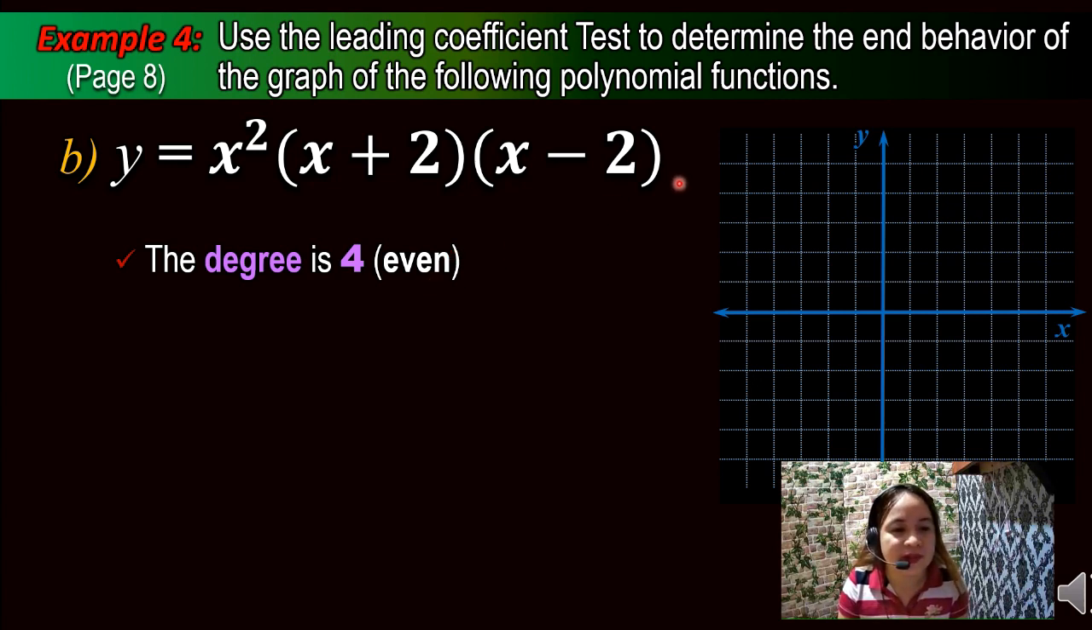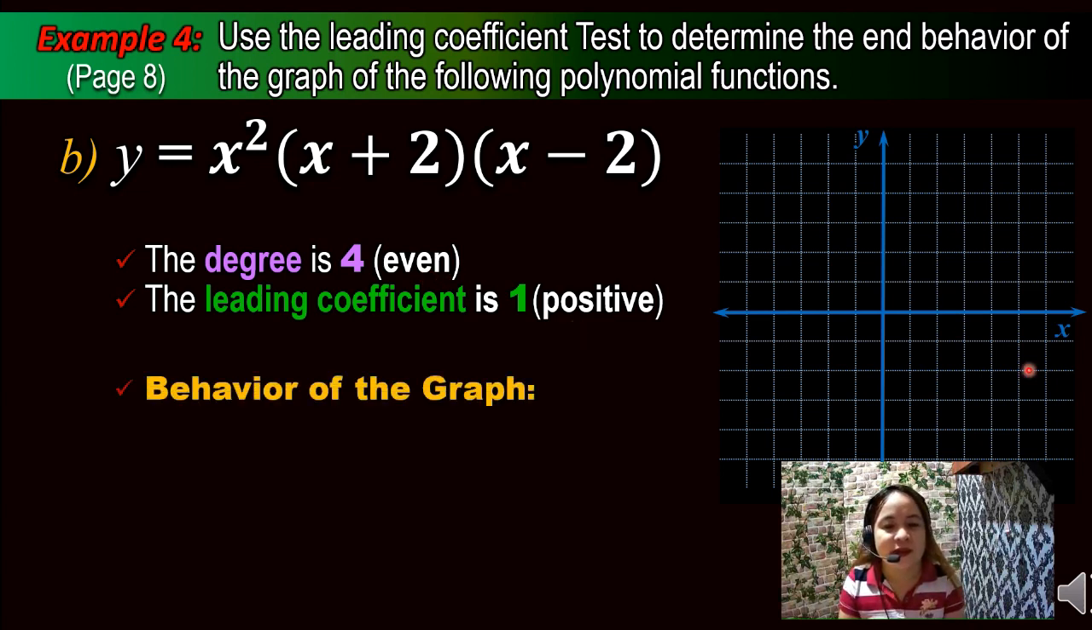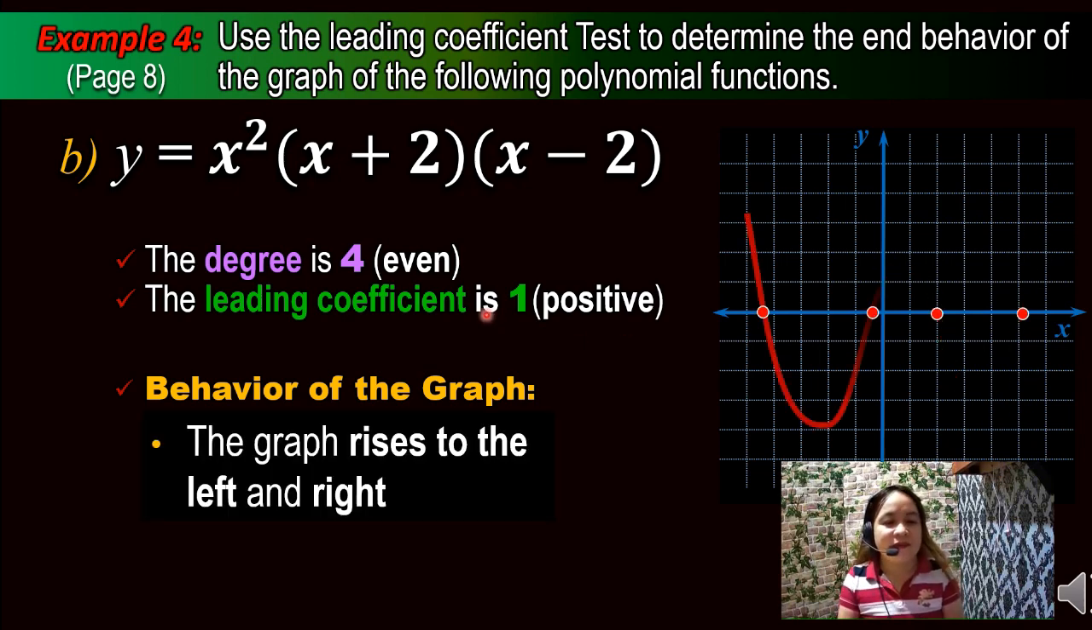Ngayon, ano yung leading coefficient niya? Yung leading coefficient, lahat lang ng may x. So, i-multiply mo yan. X squared times x times x. So, x raised to 4. So, ang leading coefficient niya ay 1. So, it is positive 1. So, ibig sabihin, the leading coefficient is 1 and it is positive. So, parehas yan. Even, positive. So, kapag even, positive, ano yung behavior ng graph niya ngayon? So, the behavior of the graph rises to the left and rises to the right.